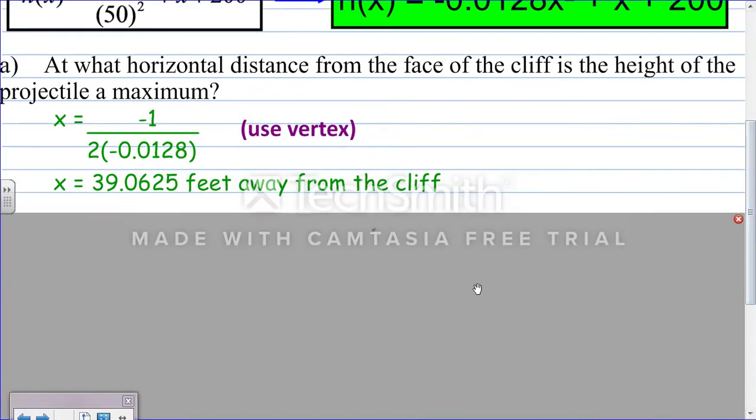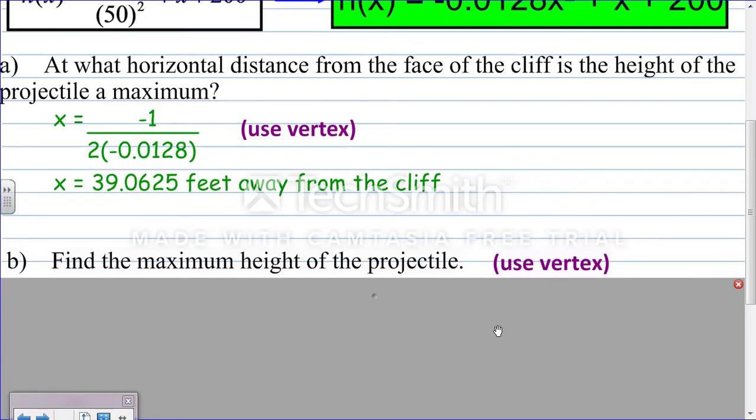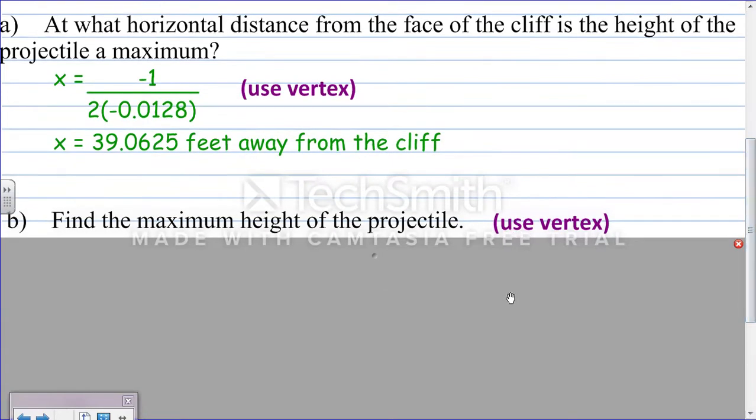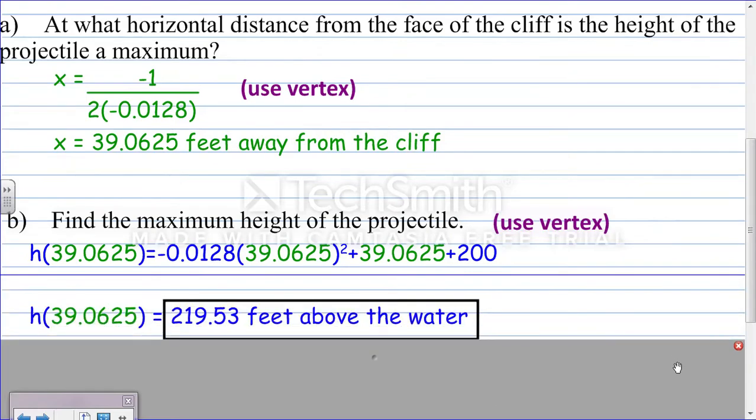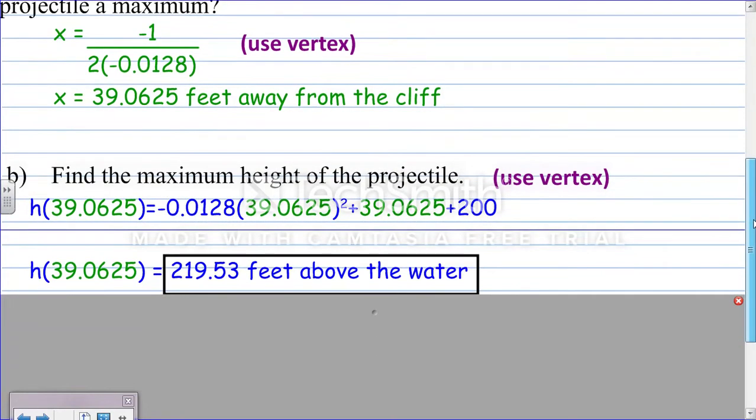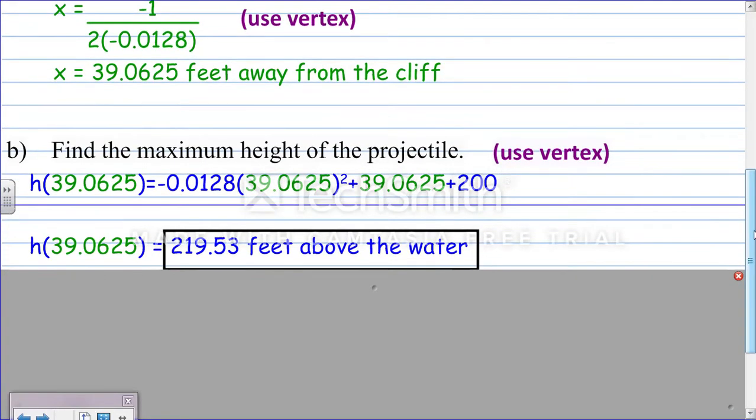If you move on to part B, it says find the maximum height of the projectile. That's still using the vertex, but this time it's the y coordinate of the vertex, and more specifically in this problem, the y is h, so we're finding the h value. What we're going to do is plug in the x coordinate of the vertex, and I'll give you time to plug that into your calculators. And then when you simplify it, it rounds to about 219.53 feet above the water. Remember that h is the vertical distance from the water.